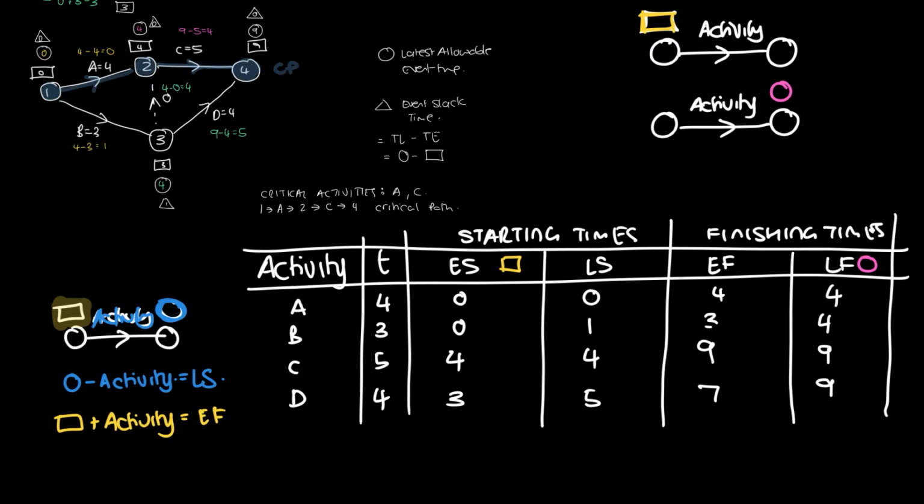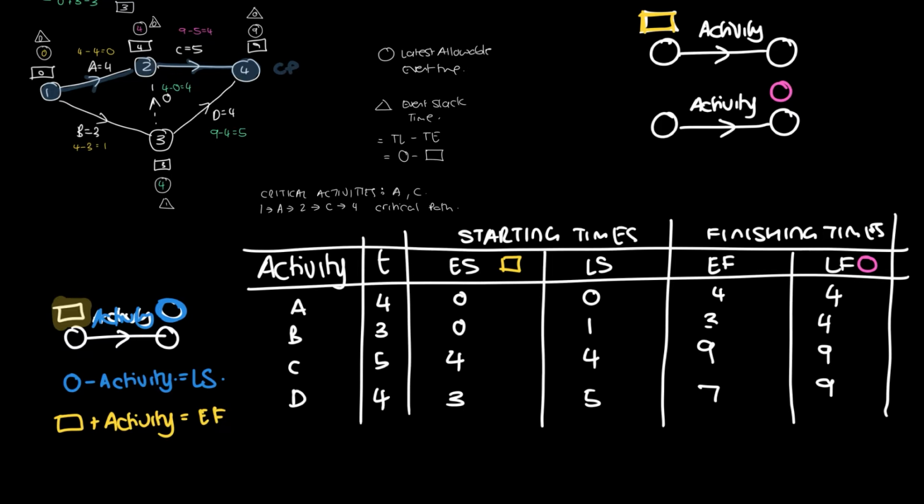And we can also read our activity slack times off this table by looking at the last 2 columns. If we look at these over here, we can work out what the slack time is by subtracting the 2 of them. In this case, we'd have 4 minus 4 gives us 0, 4 minus 3 gives us 1, 9 minus 9 gives us 0, and 9 minus 7 gives us 2. So we have each activity's slack time.